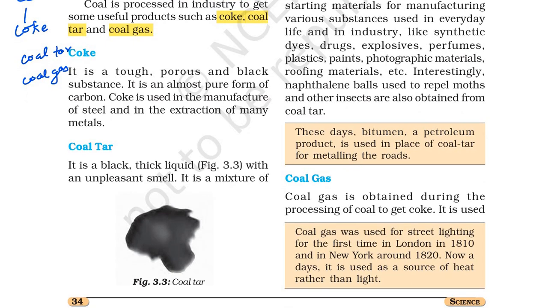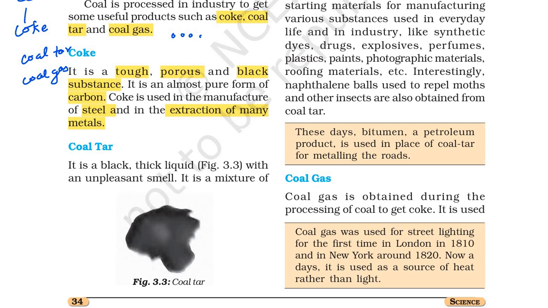Tough basically means that it is hard in structure. Porous means that it has small holes over it. It is a black substance, a solid, and almost a pure form of carbon. Coke is used in the manufacture of steel and the extraction of many metals. Remember, it is used in the manufacturing of steel and, secondly, the extraction of many metals.